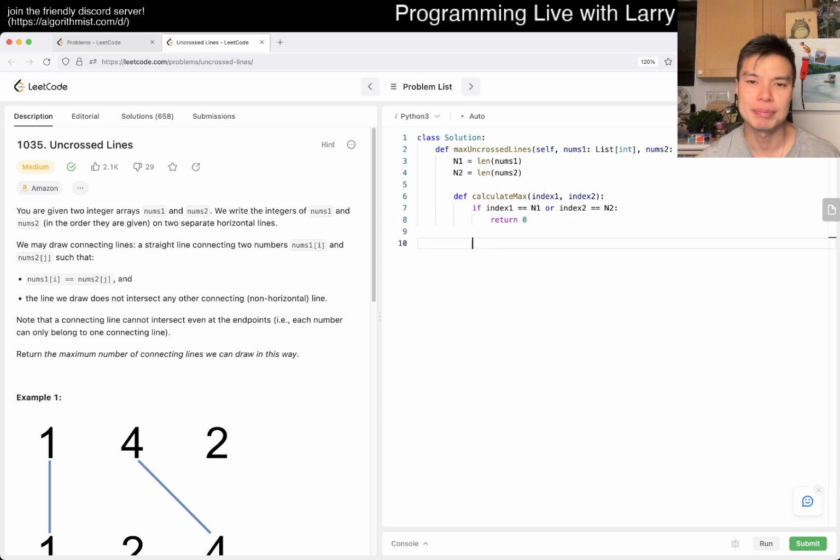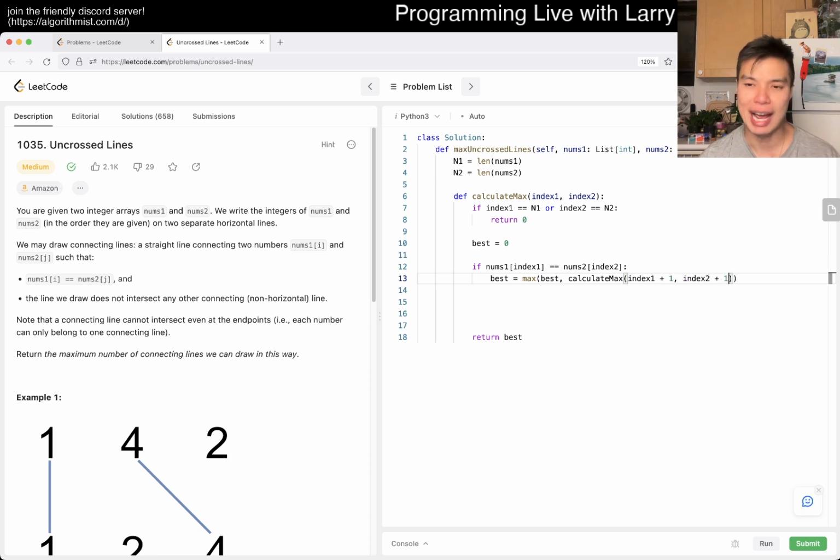And then otherwise, we return the max of calculate. Well, let's just write it a different way. Best is equal to 0, say, and we return best. Now, if nums1 of index 1 is equal to nums2 of index 2, then we draw a line, right? When we draw a line, the way to do that is calculate max of index 1 plus 1, index 2 plus 1, and then add 1 for the one line that is drawn. Otherwise, you have two ways to do it.